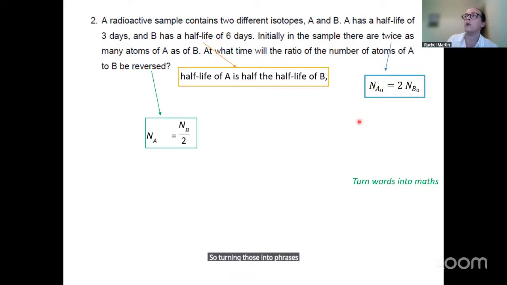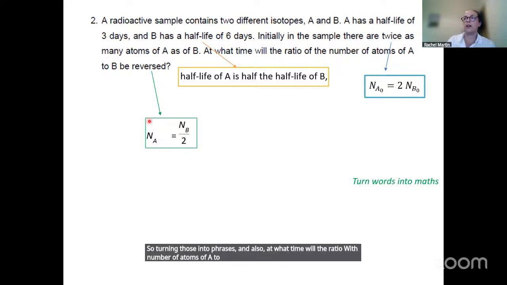And also, at what time will the ratio of number of atoms of A to B be reversed? So at what point will the number of atoms of A be equal to half the number of atoms of B? So that's the reverse ratio.